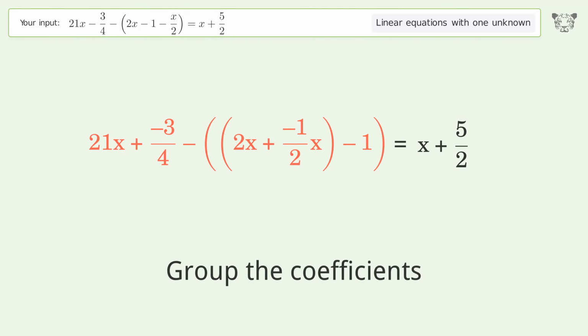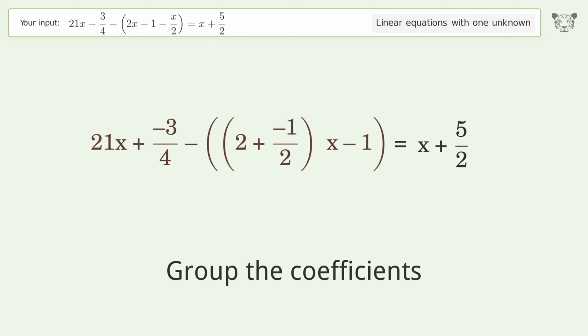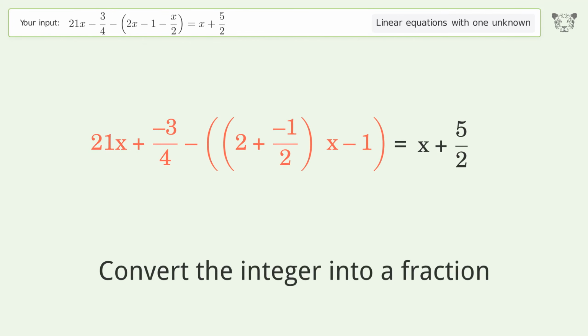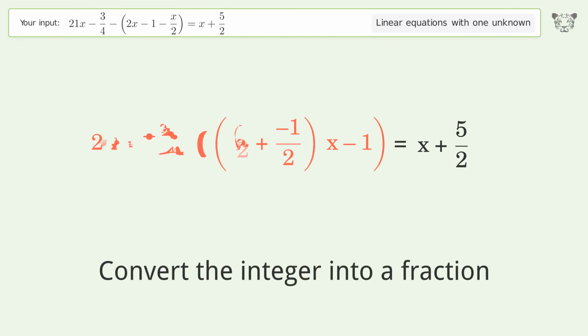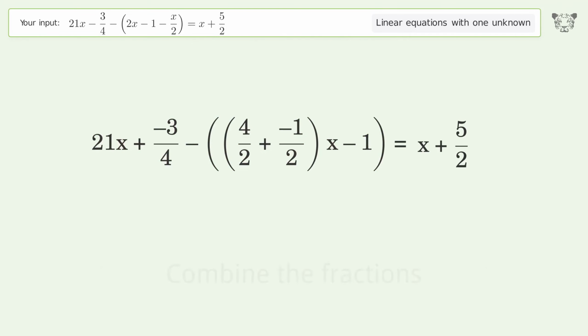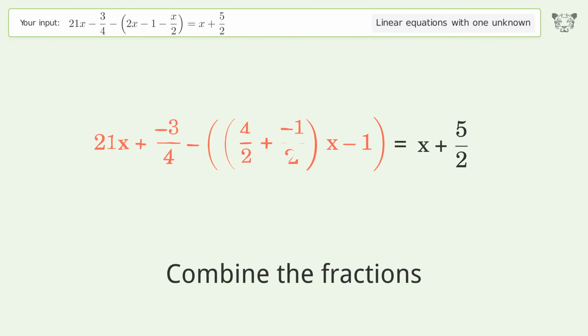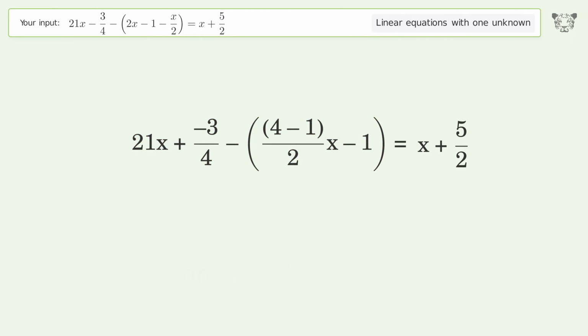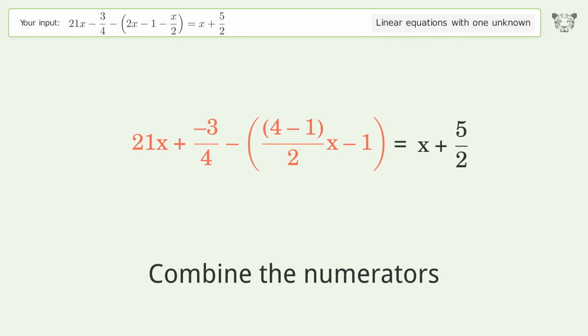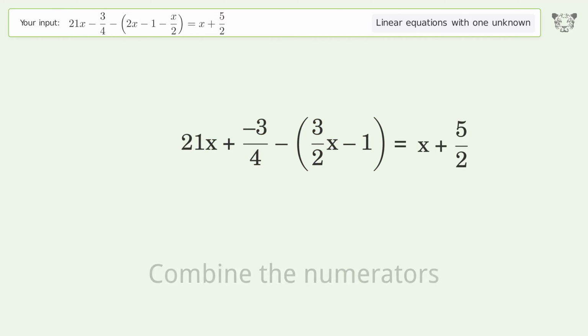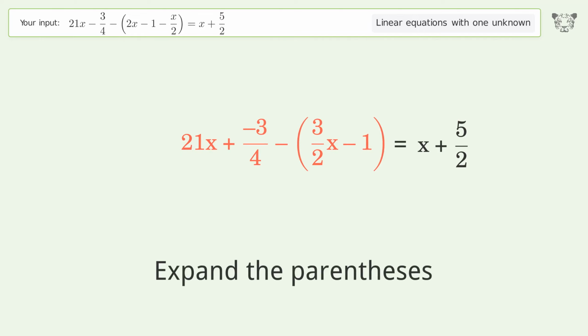Group the coefficients. Convert the integer into a fraction. Combine the fractions. Combine the numerators. Expand the parentheses.